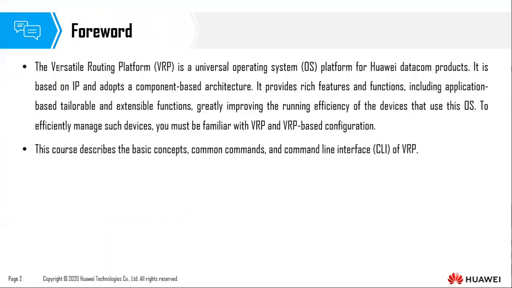So VRP stands for Versatile Routing Platform. It is a universal operating system platform for Huawei data communication products. It is based on IP and adopts a component-based architecture, and provides rich features and functions, including application-based tailorable and extensible functions, greatly improving the running efficiency of the devices that use this OS.